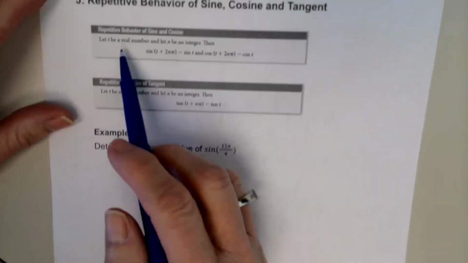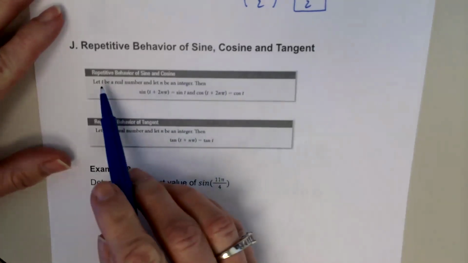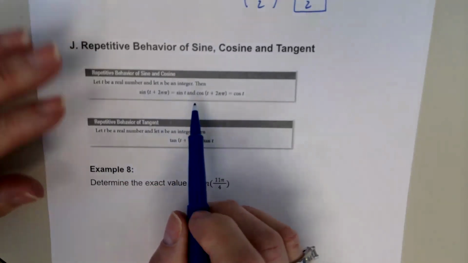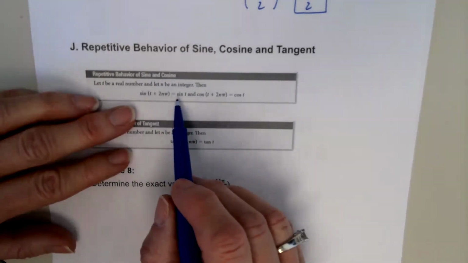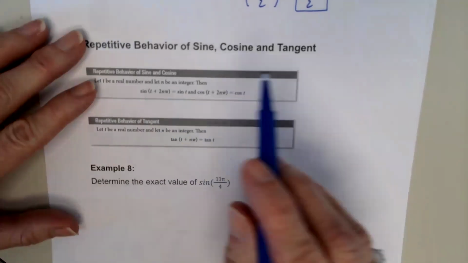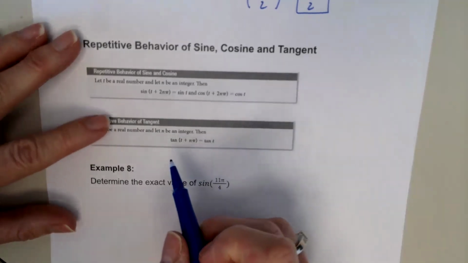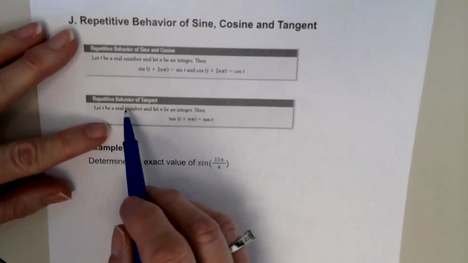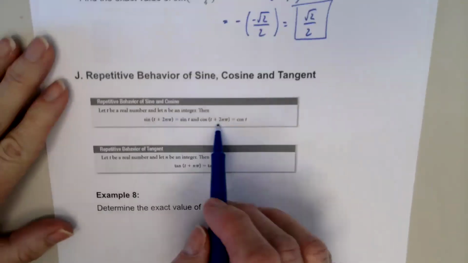And J talks about repetitive behavior of sine, cosine, and tangent. It says let t be a real number and let n be an integer, then we know that we are just taking multiples. It's just going to be sine of t, and multiples of cosine is going to be cosine of t. So we're just circling back around. So whenever you're doing multiples, like coterminal angles, and then repetitive behavior, tangent. And tangent is not on the 2 pi cycle, it's on the pi cycle.